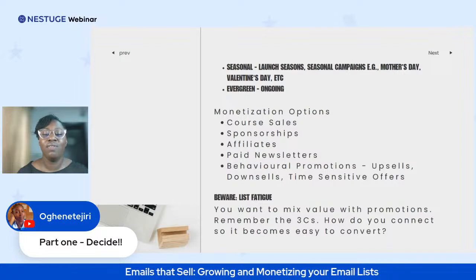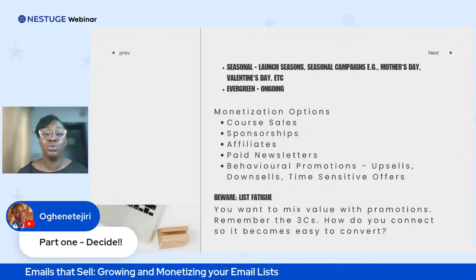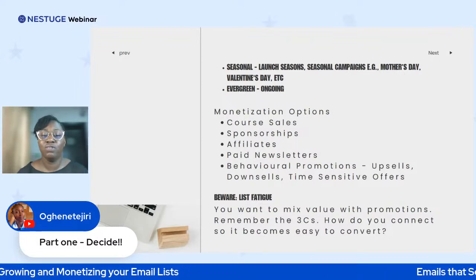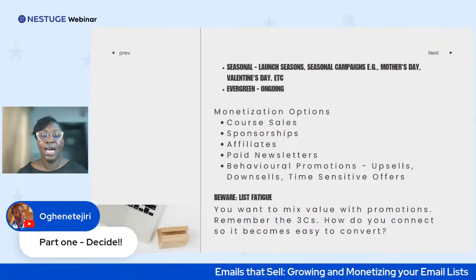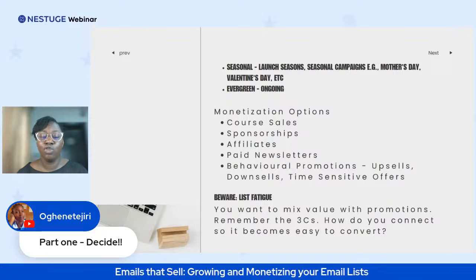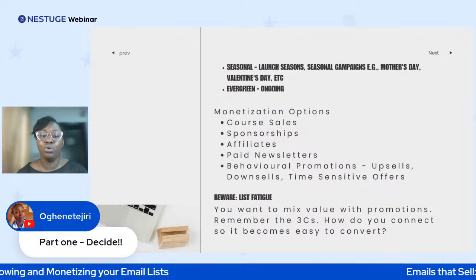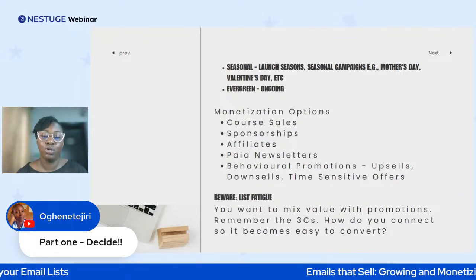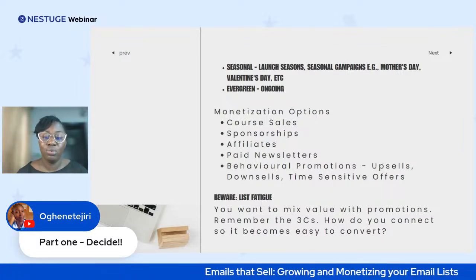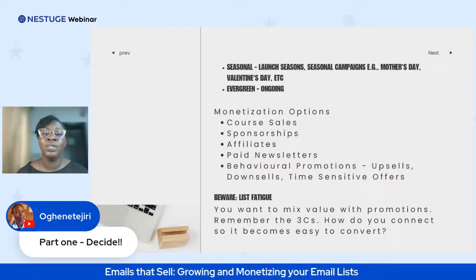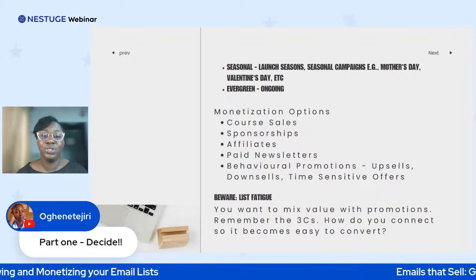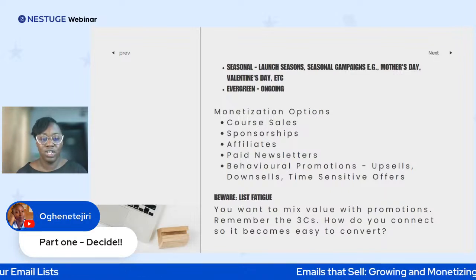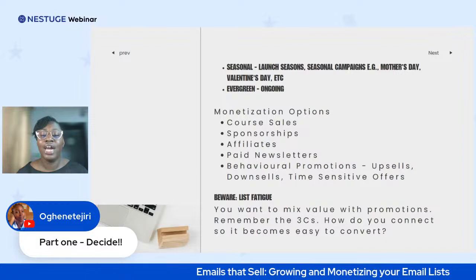But when we get to evergreen, it is how you plan to sell or monetize your email list ongoing, not just for a period, but continuously. And so you want to look at all these different options. And then you want to also consider how you mix value with promotions. When it comes to evergreen particularly, you are sending out emails regularly. Say you're sending out emails like me 3 times a week, I'm still providing them with the value they need first before I go into how I can help them further, right? By positioning a paid product.